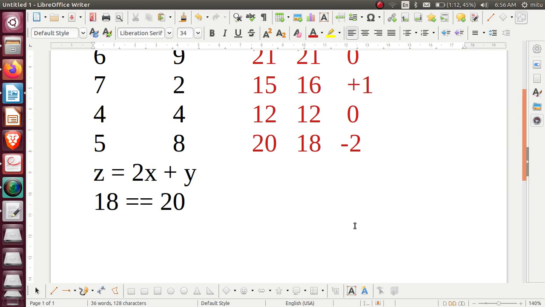But what will the machine learning technique do? Machine learning technique will accept that: okay, 18 is equal to 20. Correct. But the accuracy is 90%. We are getting expected result 20 and predicted by algorithm 18. It means that we are having 90% accuracy here. And if you achieve 19 here, yes, our accuracy is 95%.